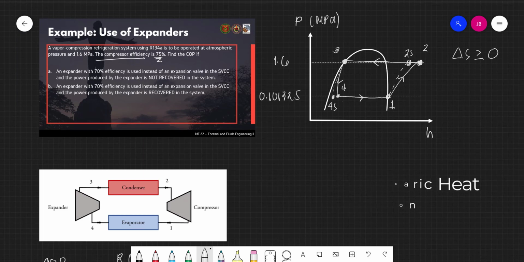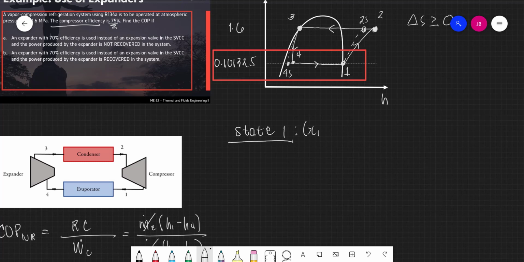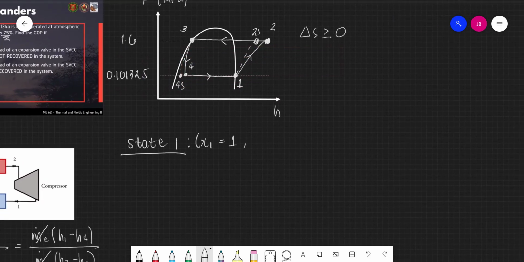Matapos ang pagdrawing ng pH diagram, ituloy natin ang ating solution sa pamamagitan ng pag-solve ng ating states. Unahin natin si state 1. Base sa ating pH diagram, ang quality sa state 1 ay equal to 1 because it is saturated vapor, samantalang ang pressure dito ay atmospheric pressure.